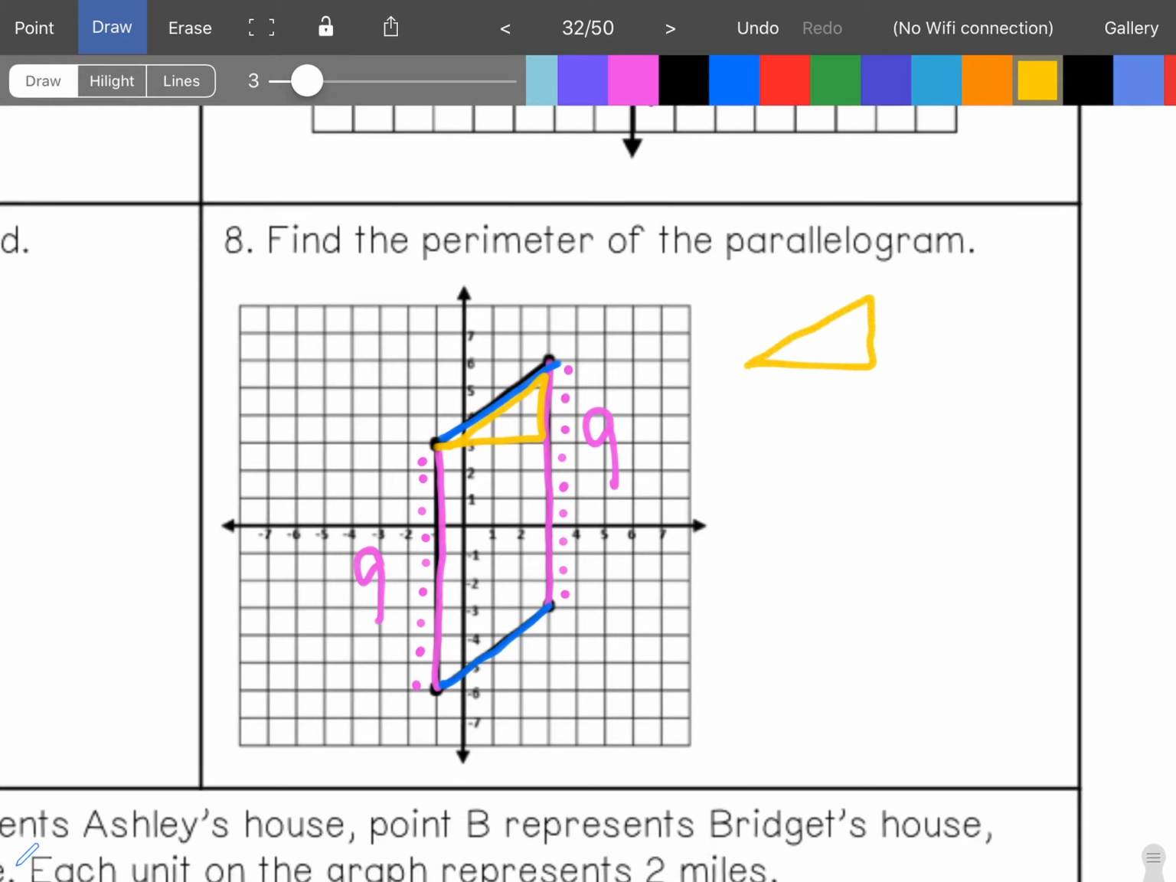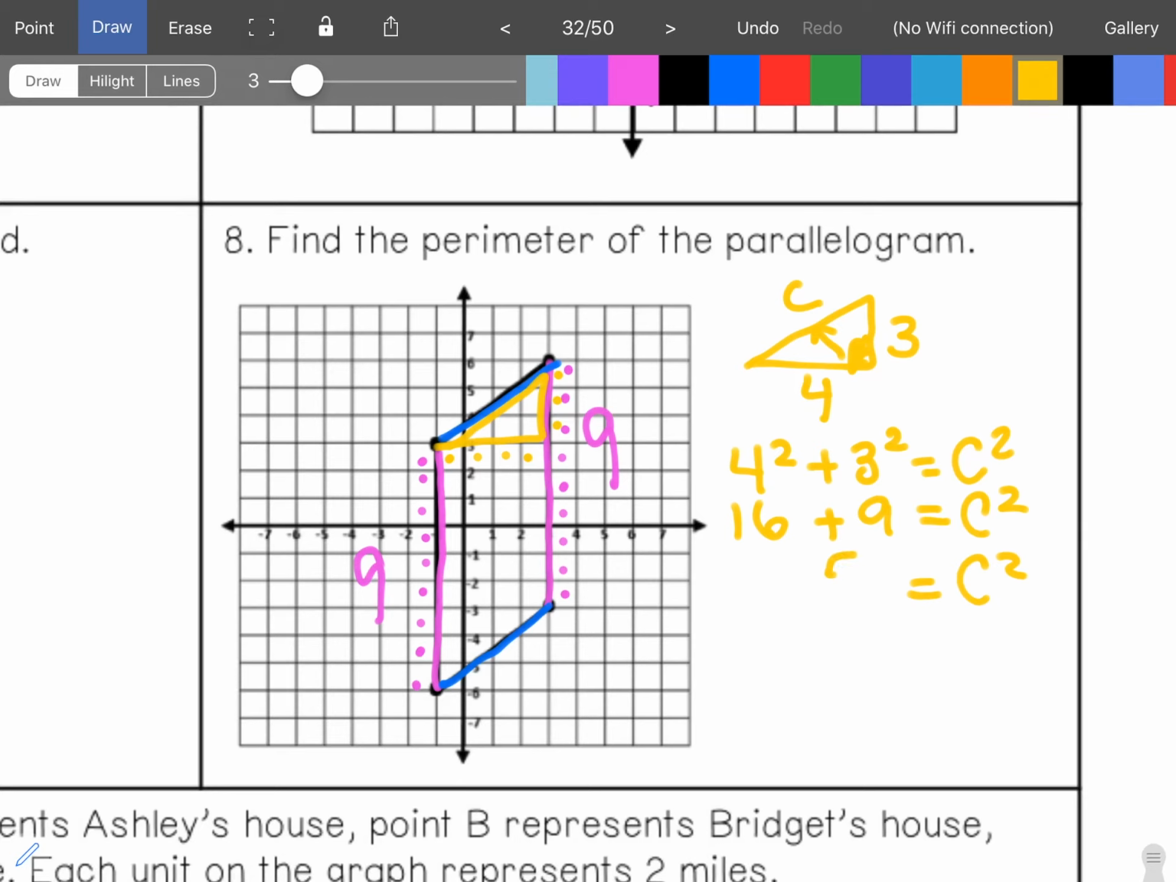All right, the height is 1, 2, 3. The base is 1, 2, 3, 4. So if we do the Pythagorean Theorem, because look, here's the right angle, so there's your C. Again, we don't know our C this time. We'll have 4 squared plus 3 squared equals C squared. 4 times 4 is 16. 3 times 3 is 9. 16 plus 9, what would that be? Be 25. And then take the square root, which is 5.